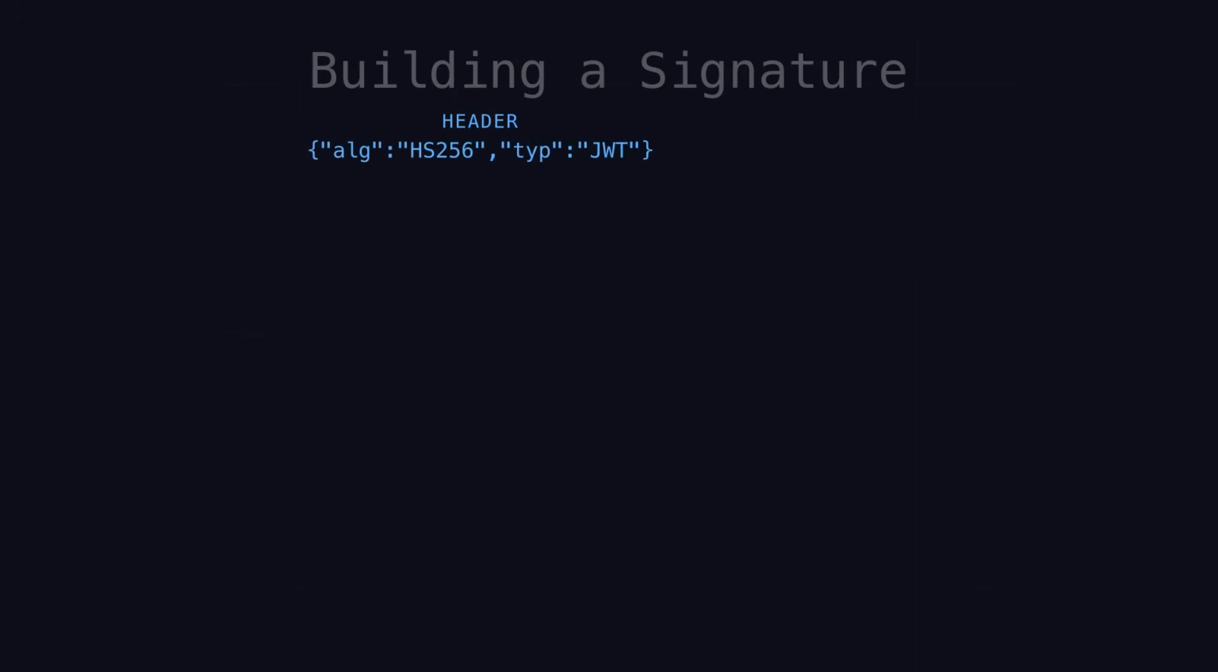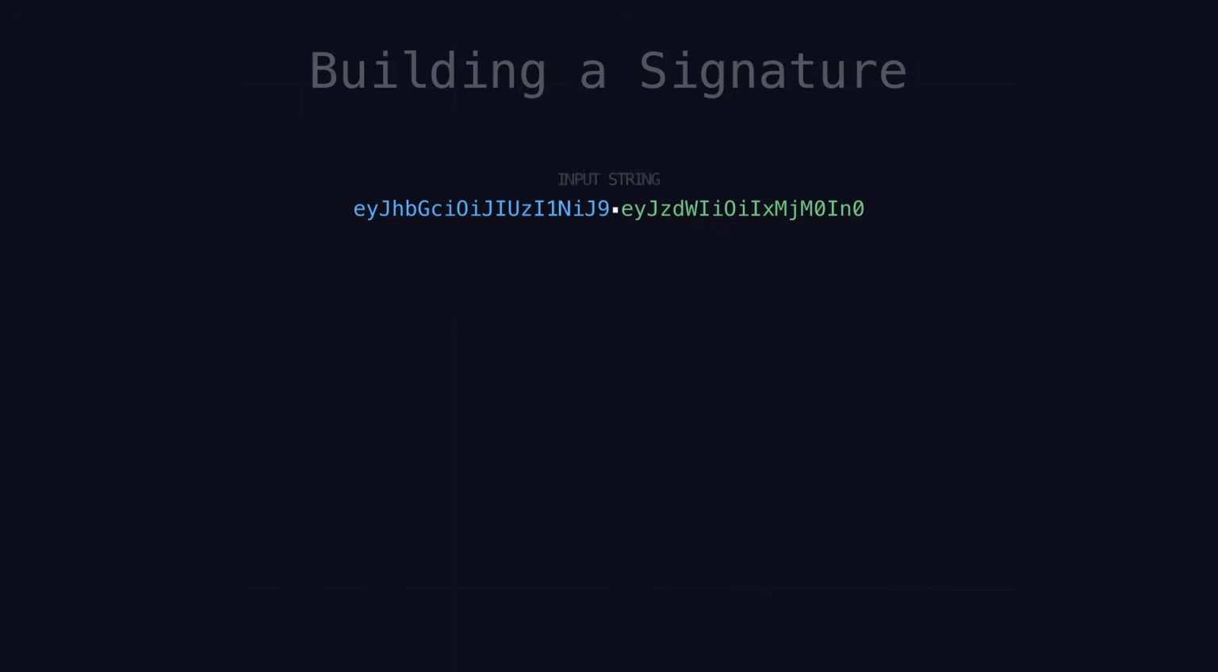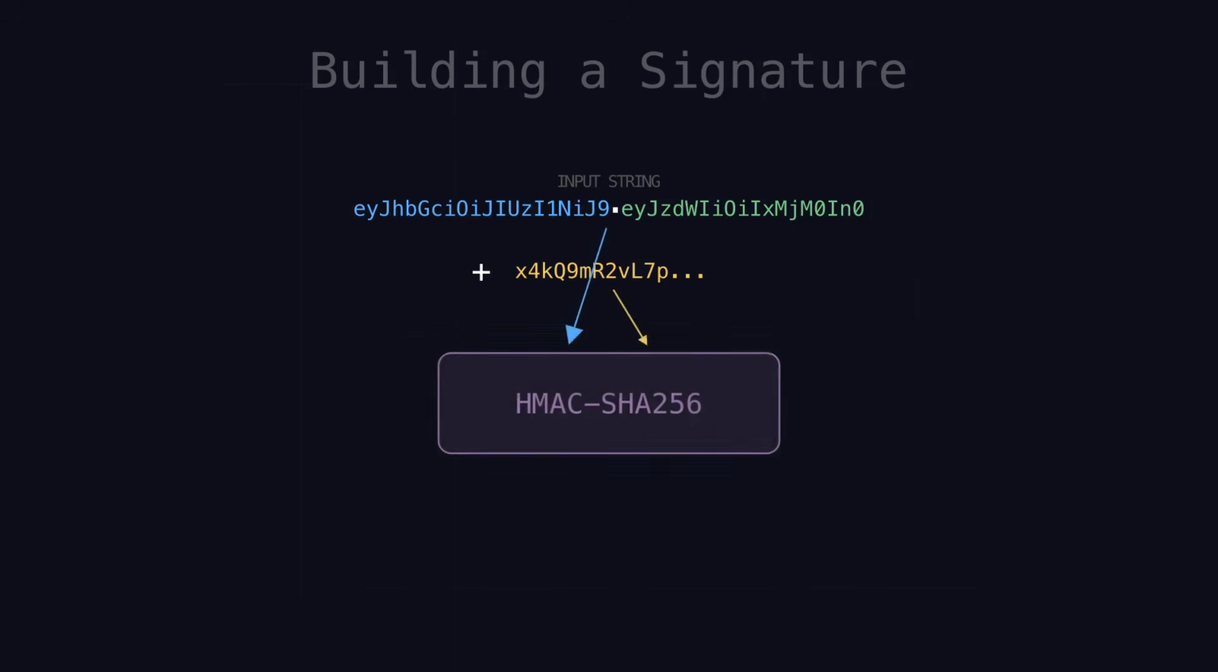Let's build a signature from scratch. The server has a secret key, a long random string that only it knows. Take the header, base64 encode it. Take the payload, base64 encode it. Concatenate them with a dot. Now feed that string, plus the secret key, into a hashing algorithm. What comes out is a fixed length hash, a fingerprint. Change one letter in the payload, even adding a space, and the hash is completely different.